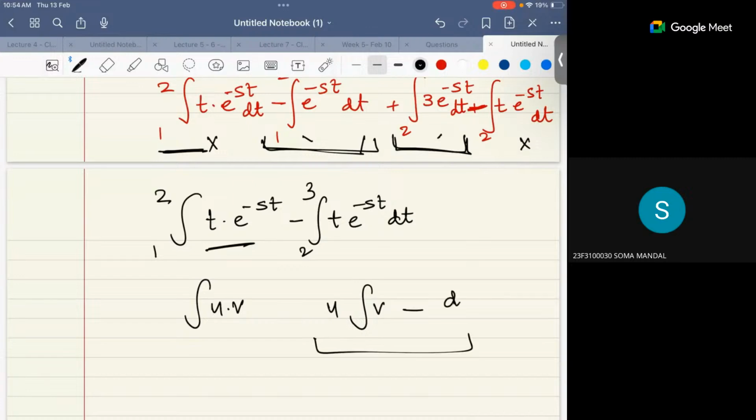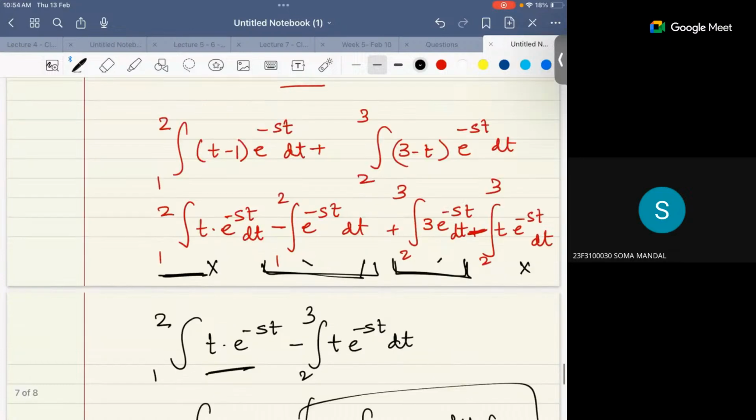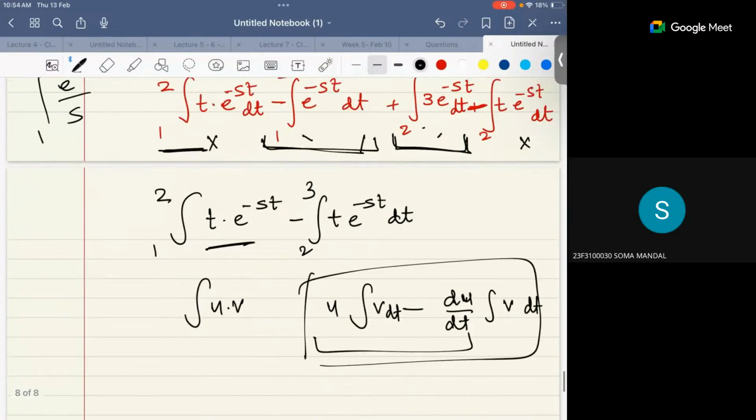So du by dt times v. Anything else we can't do. Only this method we can do. So for these two cases, it's fine. e to the power minus st upon s and put the value of 1, 2. Similarly, for this case also e to the power minus st upon s. That is fine. But for these two cases, you have to use the multiplication uv rule. Apart from this, I can't see any other method to solve this question.